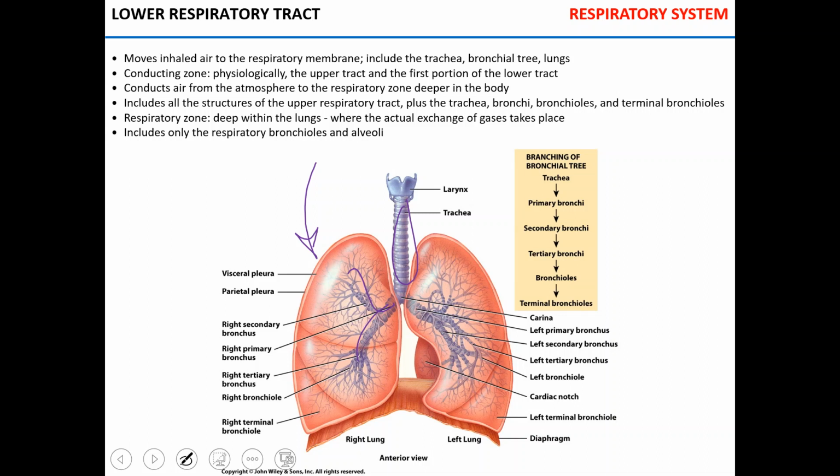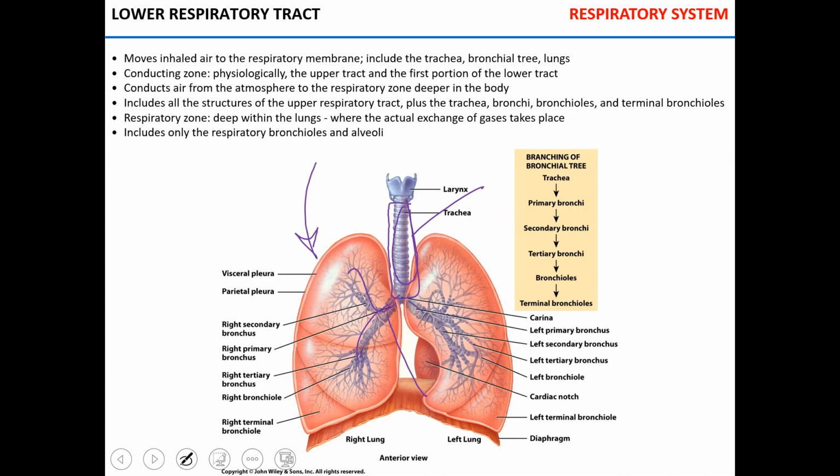Conducting zone is trachea, bronchi. Of course, pharynx, larynx, and nasal cavity also belong to the conducting zone. And the respiratory zone will be alveoli in the lungs. We're going to get there. So here you can see the trachea that conducts the air from the atmosphere towards the bronchi.